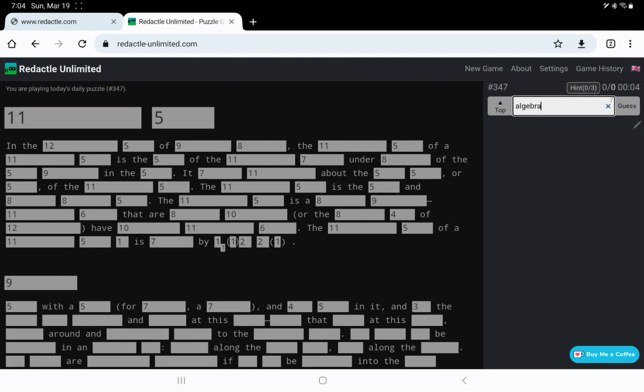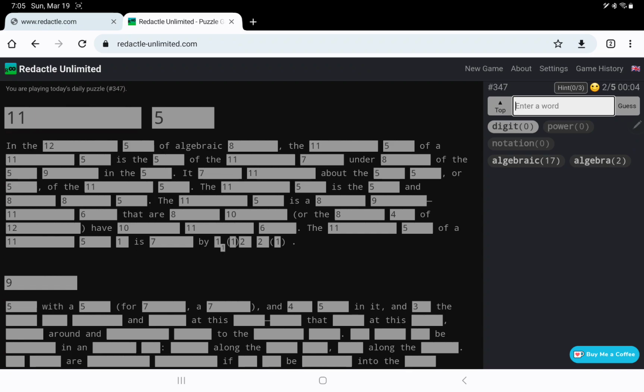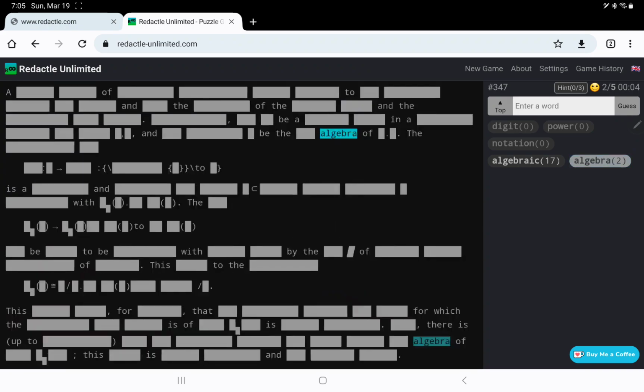Let's try, well, let's do algebra first, and it's there twice, and let's do algebraic. Aha, notation, not notation. In the something of algebraic notation, the 11-5, I wonder if, since we did have the power symbol, if it could be power. No, the 11-5, could it be a digit? Not a digit. All right, let's look at our two algebras.